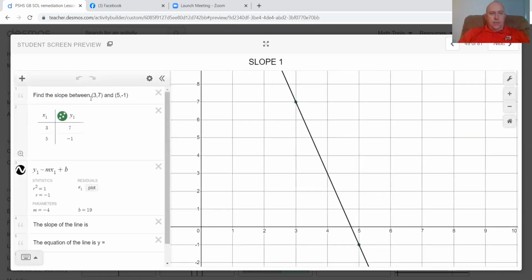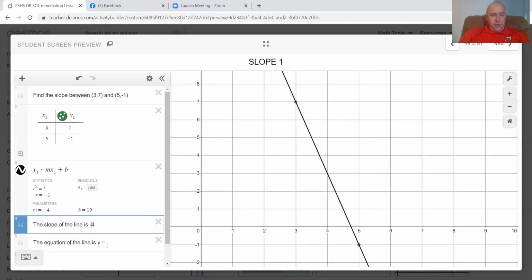Slope. Find the slope between (3, 7) and (5, -1). Now, you could just type in these two coordinates and it would plot them for you. I went ahead and typed in y1 tilde mx1 plus b, and it actually joins it up and connects the dots for you. And the reason that's useful is right at the bottom here, it says m equals -4. That tells you the slope of the line. That means the slope of this line is -4.